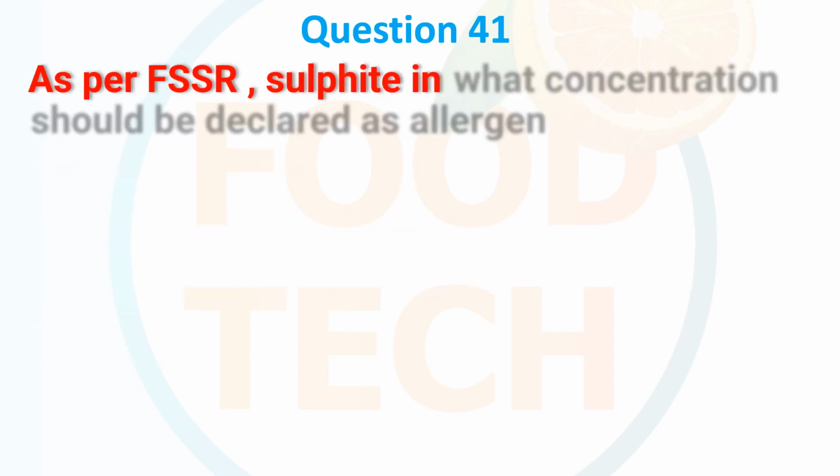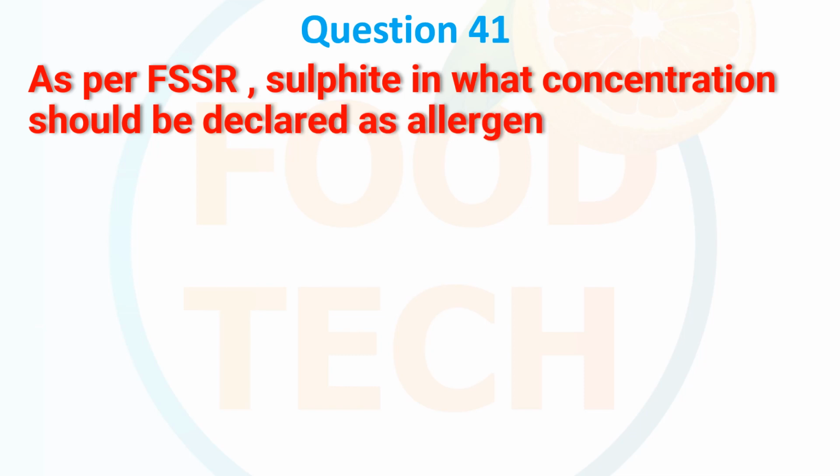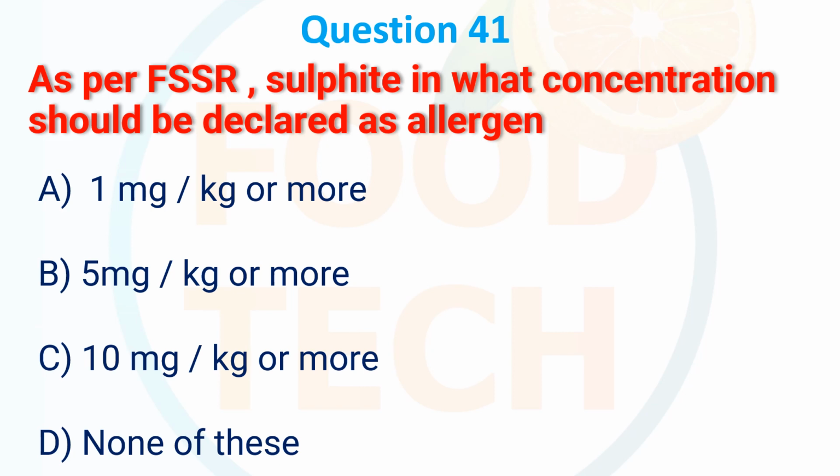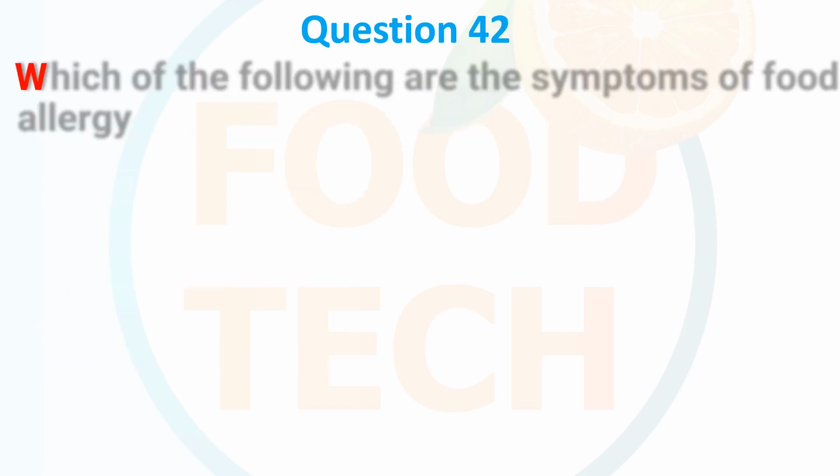As per FSR, sulfide in what concentration should be declared as allergen? A. 1 mg per kg or more. B. 5 mg per kg or more. C. 10 mg per kg or more. D. None of this. The answer is C. 10 mg per kg or more.